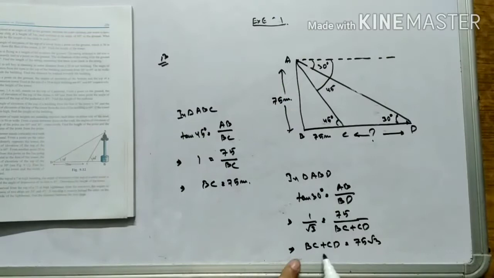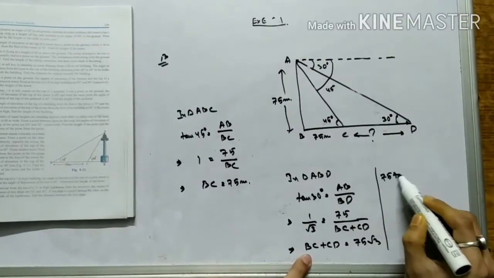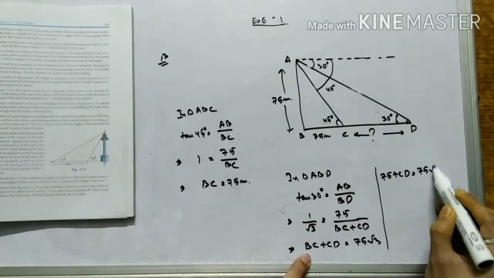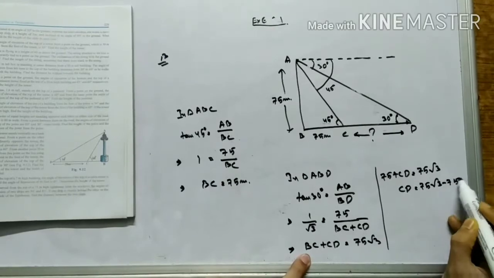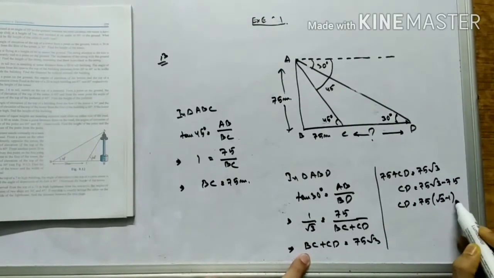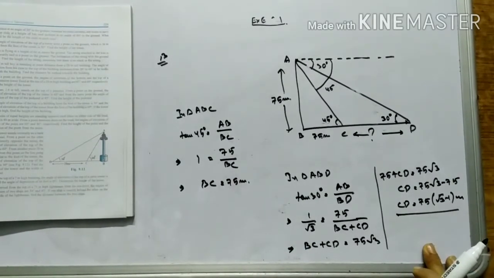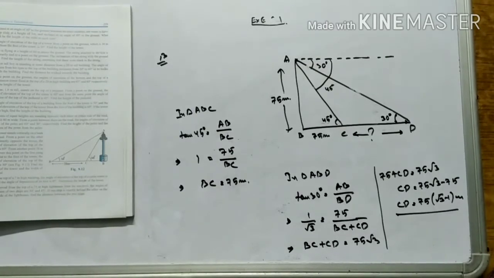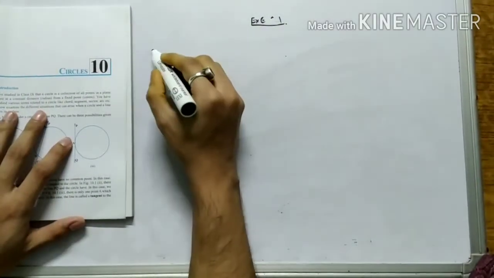BC value is 75 given, so in place of BC I can write 75. So 75 plus CD is equal to 75 root 3. So CD is equal to 75 root 3 minus 75, so CD is equal to 75 times root 3 minus 1 meter. This is your CD, the distance between the two ships. Understand? Next I will go to question number 14.